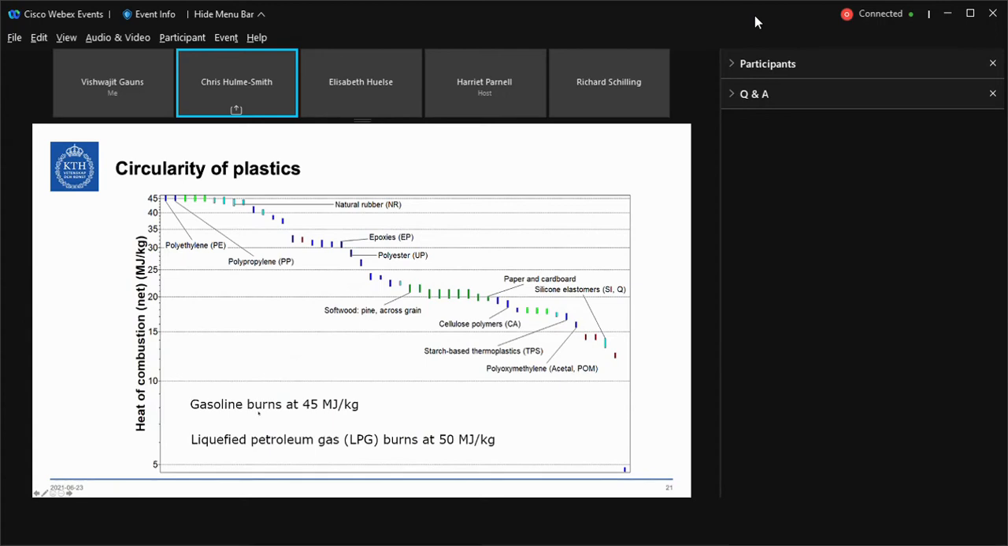kilogram than gasoline. That's what you're up against, trying to convince people to recycle these things, when economically and from an energy point of view, you can get so much out of them by just burning them. And that's something that will have to change in the future.